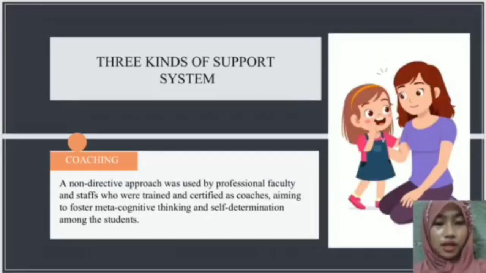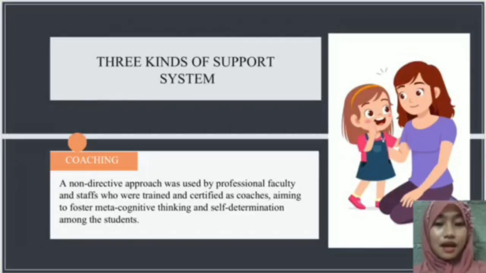Next is coaching. Coaching is a non-directive approach used by coaches aiming to foster metacognitive thinking and self-determination among the students. It is a one-on-one session giving students access to a coaching center, being coached by professional faculty and staff to enhance the students' academic function and self-determination.